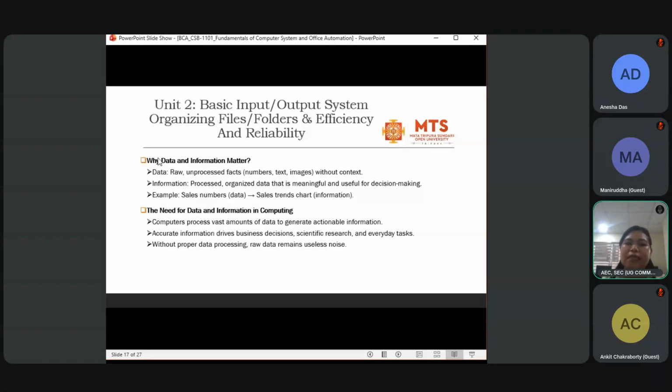Next, why data and information matter. Let's understand why this data and information matter. Because data is raw and unprocessed. It can be any data: raw, unprocessed facts, numbers, text, images without context. But information is processed, organized data that is meaningful and useful for decision making.